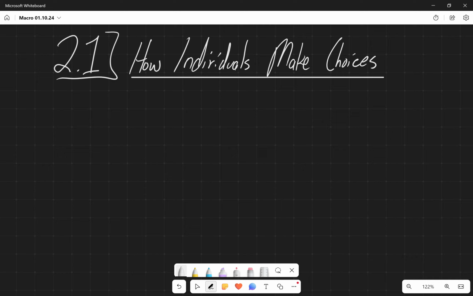So today we're going to talk about the way that economists think that individuals make choices. So economists depict individuals as having something called a budget constraint. I apologize, my computer seems to have frozen. Okay. So, economists think that people have this budget constraint.